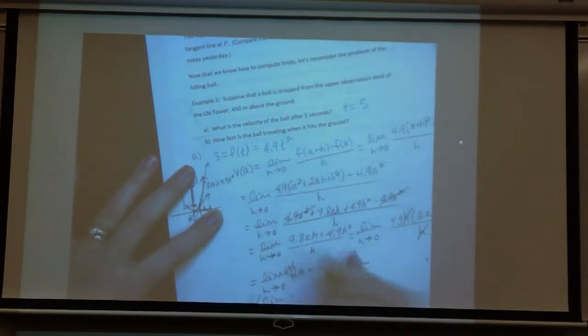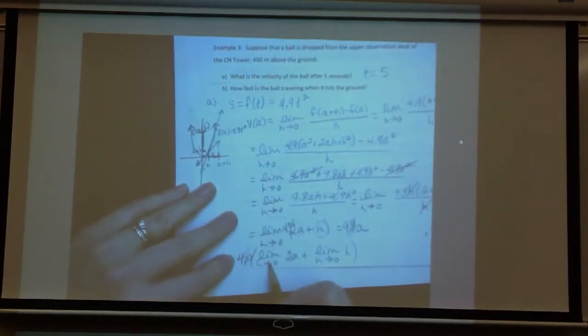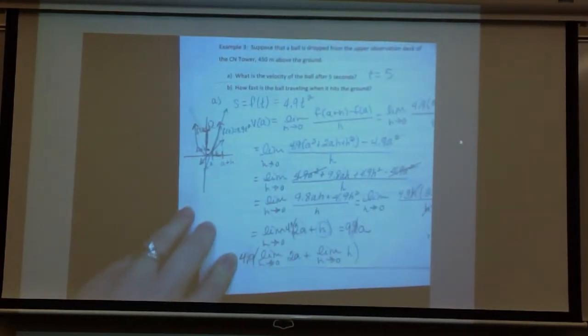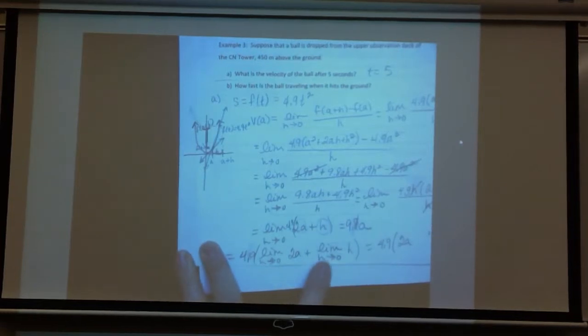Right, I'm just using my limit laws. Okay, the limit as h approaches 0 of 2a, where 2 and a are both constants, h has no effect on it at all. So that's just, can't forget my 4.9 now. That's just 2a, because that limit has no h in it. It doesn't matter where h approaches, it's still going to be 2a. And the limit as h approaches 0 of h is just 0.